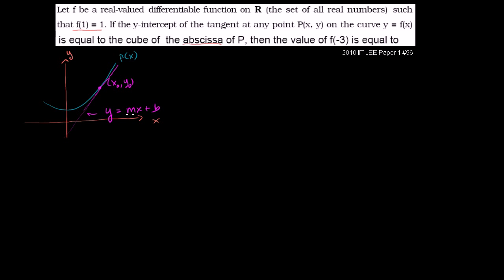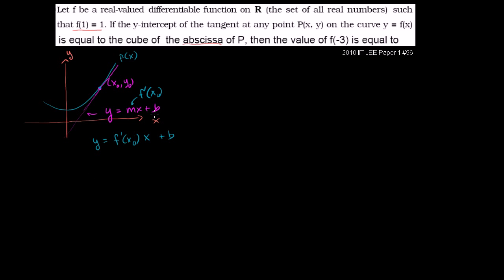Now, we know that the slope is going to be the same as the slope of the function at this point. And what is the slope at that point in the function? Well, it is the derivative of the function. So this is going to be f prime of x naught. We take the derivative, evaluated at x naught. That will give us the slope right at that point. So this is going to be y is equal to f prime of x naught times x plus b.